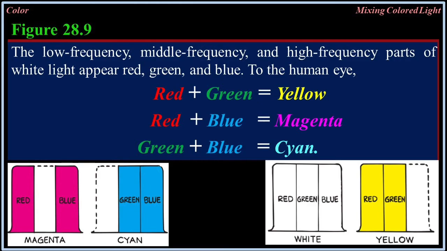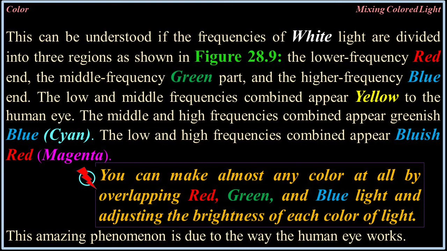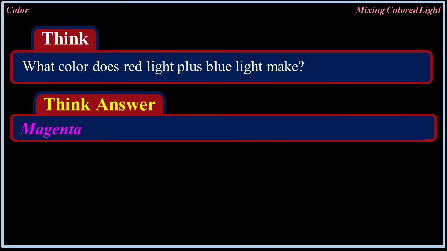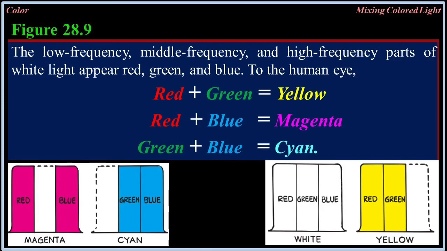You can make almost any color at all by overlapping red, green, and blue light and adjusting the brightness of each color of light. This amazing phenomenon is due to the way the human eye works. What color does red light plus blue light make? Magenta. Figure 28.9, the low frequency, middle frequency, and high frequency parts of white light appear red, green, and blue. To the human eye, red and green equal yellow, red and blue equal magenta, and green and blue equal cyan.